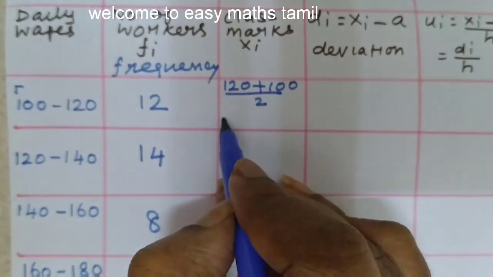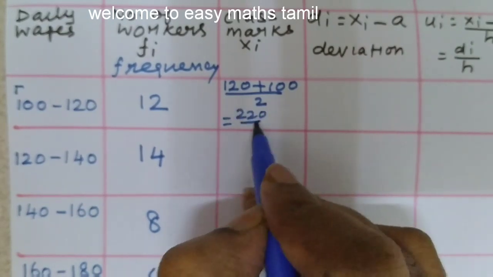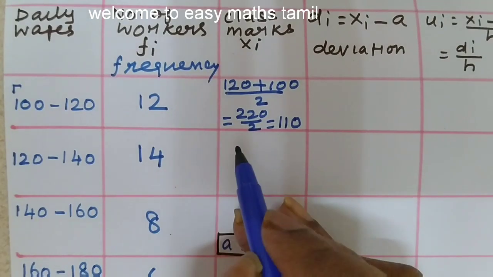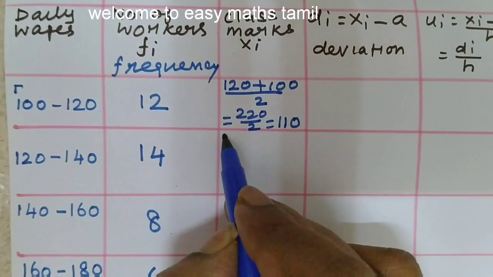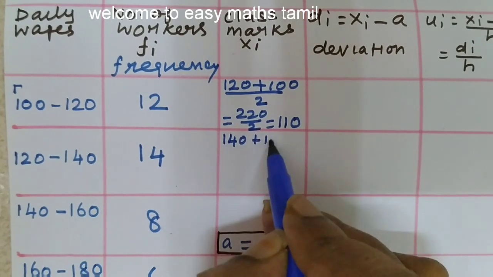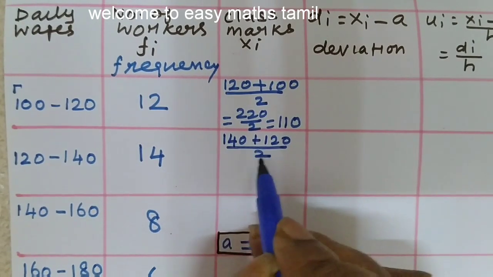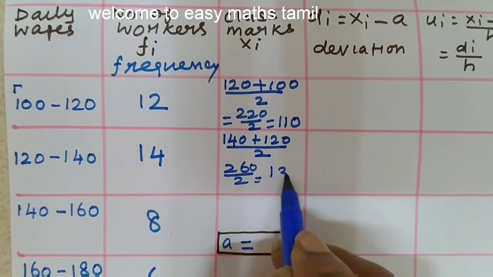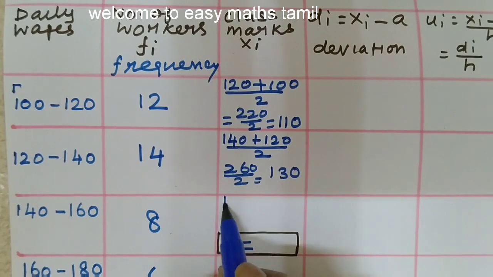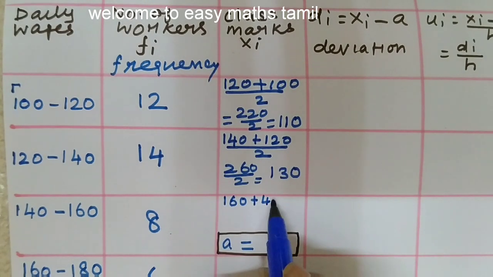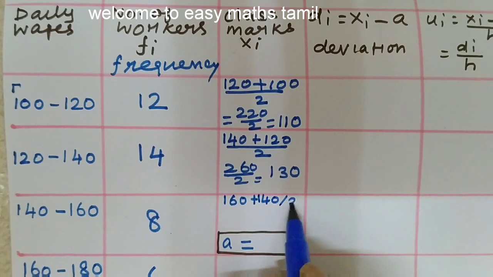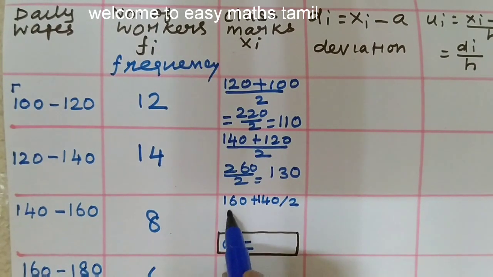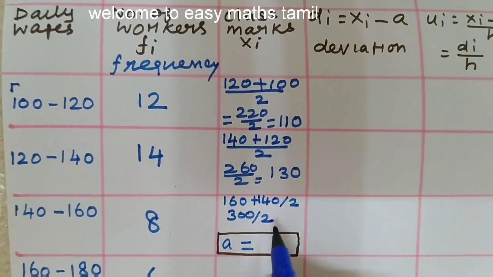For the first class, the class mark is 110. Next, upper limit is 140 plus lower limit is 120 divided by 2. Then upper limit is 160, lower limit is 140, divided by 2 is 150. The middle value is taken as the assumed mean.